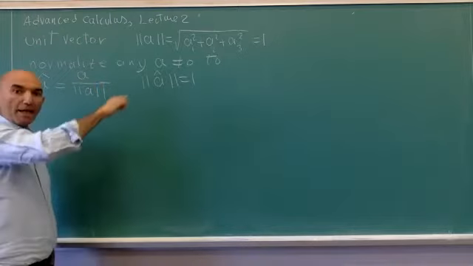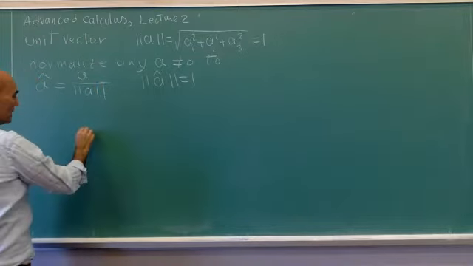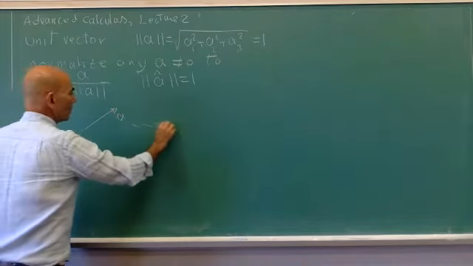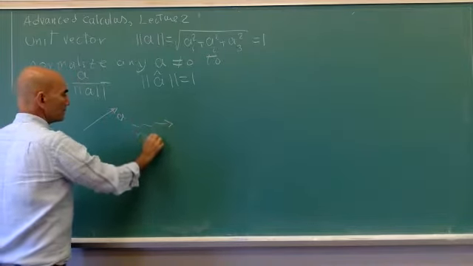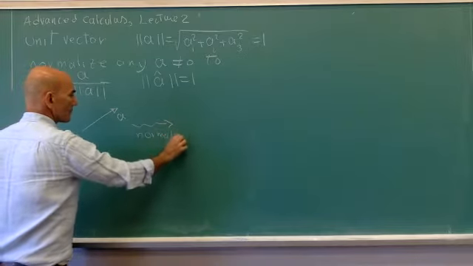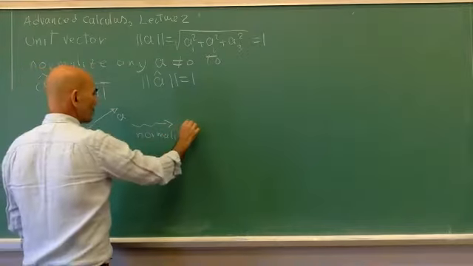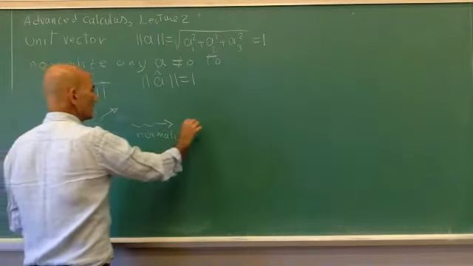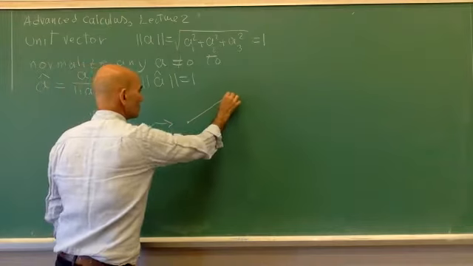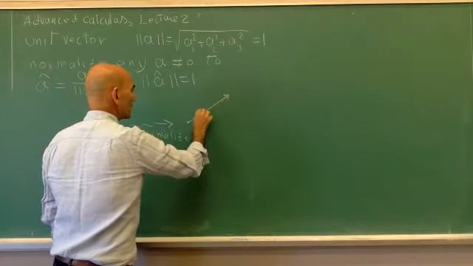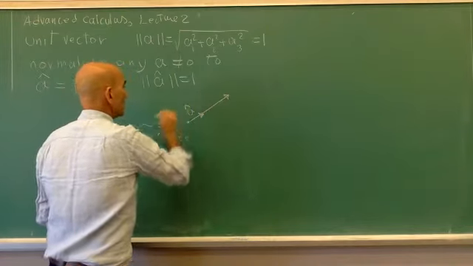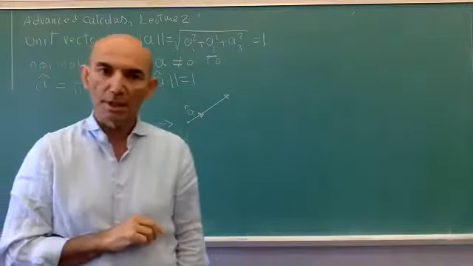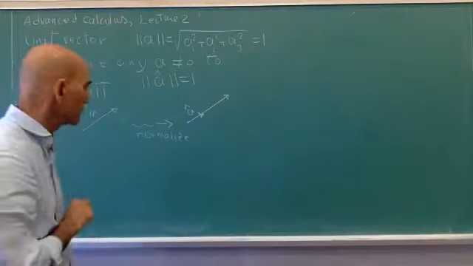It's along A, right? So this is vector A. By normalizing, we get this vector A hat, which is still along A. And A hat has the property that it has unit length, right? So this is the process of normalization.